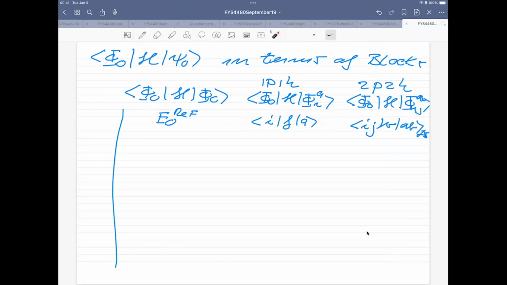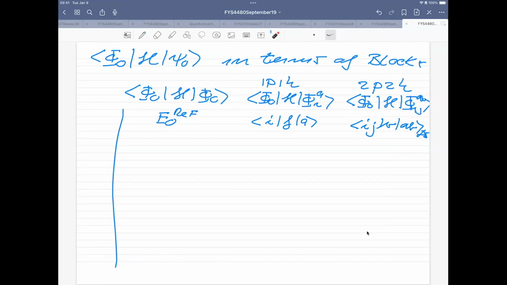Now, keep in mind that we have many such states. If I have 100 states, and I have only one state here, this will contain 100 elements. If I have 10,000 two-particle, two-hole states, and only one zero-particle, zero-hole state, this will be a vector of length 10,000. That makes sense? That's why I call them blocks.